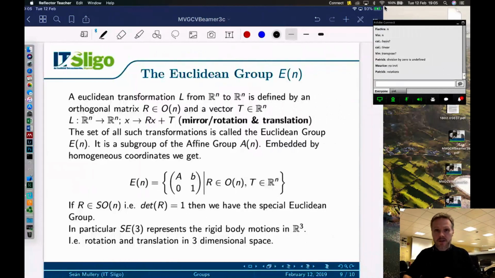Now there's the Euclidean transformation. You'll see there's a lot of these, but on the final slide and the next slide I'll show you how they all fit inside each other. So a Euclidean transformation L from Rn to Rn, that's just the same as we showed earlier, is defined by an orthogonal matrix in the orthogonal group, and a vector T which is just in Rn. So again, we want to be able to not just do rotations here but move things. So again, what we can do is set up a Euclidean group where we deal with homogeneous coordinates.